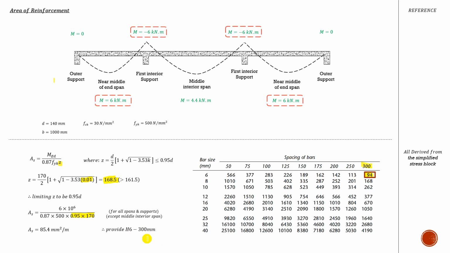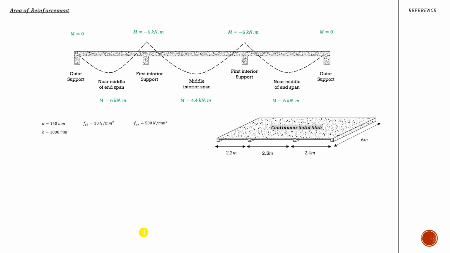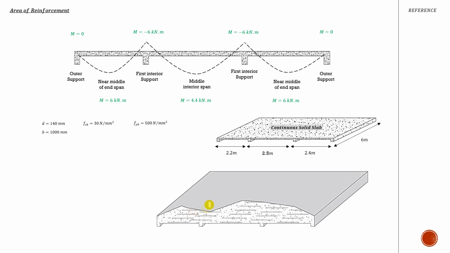Again, what's left is the interior span moment, and we do exactly the same thing here. The moment is less, that means you get less area of reinforcement required, but again the provided one is going to be the minimum one, which is H6 at 300 millimeter spacing center to center. Let's give us a summary. This is our continuous one-way solid slab, and we have provided the bottom and the top rebars, which is H6 at 300 millimeter. Again, this is the spacing center to center, and this is the diameter of my rebar.